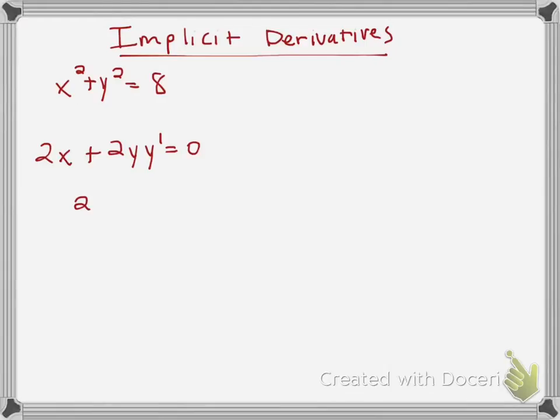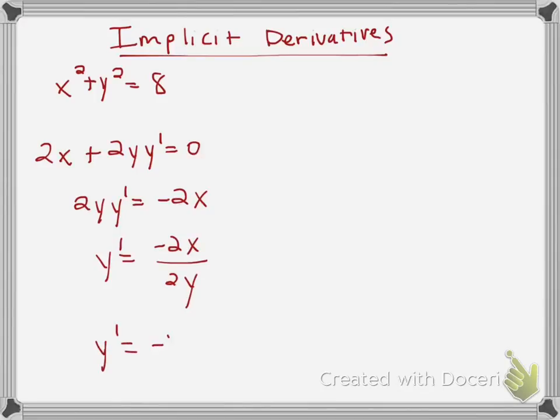When I use derivatives, it's all about slopes. All right, so we're going to go ahead and write that as 2y prime is equal to negative 2x. I just subtracted the 2x over. I'm going to divide both sides by 2y. So I get negative 2x over 2y. And then I simplify, and I get negative x over y. That is implicit differentiation.